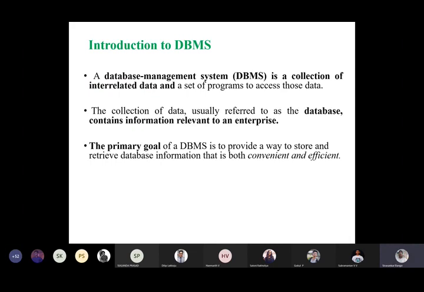So we have studied the definition of database. A database is a collection of related data. DBMS is a software that is used to define, construct, and manipulate a database. And you need to know the objective of any commercial database management system: to store and retrieve the information in a convenient and efficient format, right?